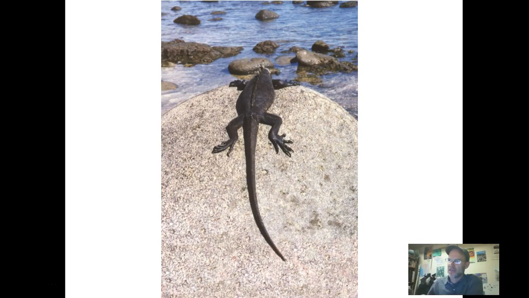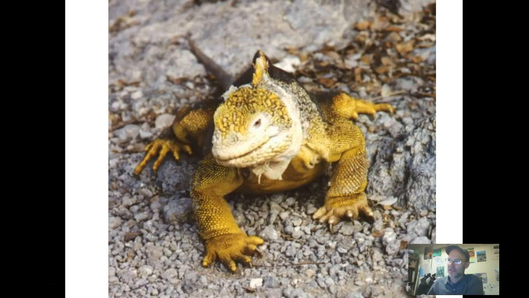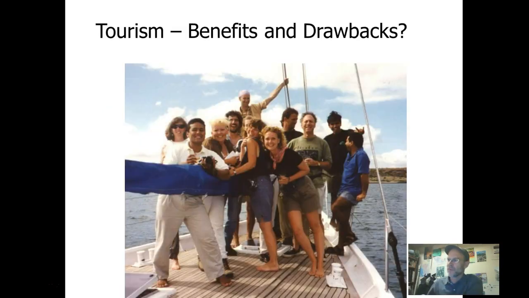Here we see a marine iguana. It has a common ancestor on land, the land iguana. And of course, this is a place of great biological interest and has become a World Heritage Site with lots of international tourists, including your instructor at one point in 1998.